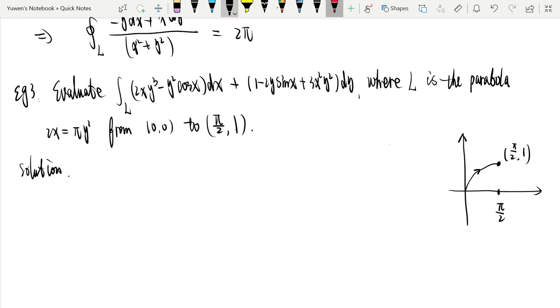Now, it's a parabola, so we add two lines to make it closed. Actually, we have many choices, but this choice is the simplest, because it's a straight line with x equals constant or y equals constant. The curve L is oriented this way, so we use this orientation. It's clockwise, so it's reversed. We call this line L1, this L2.